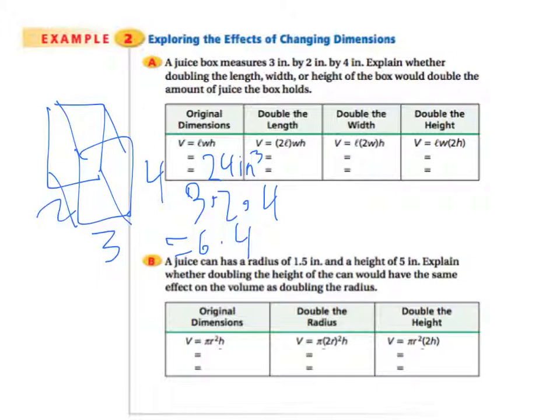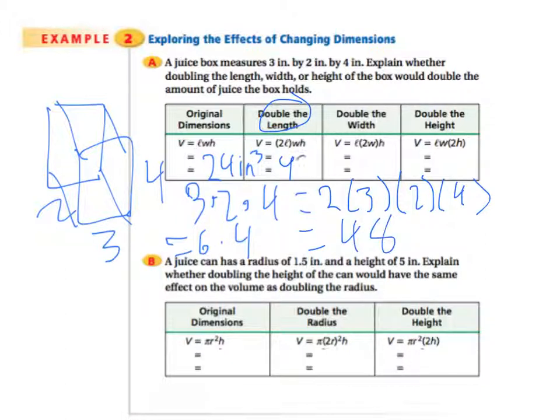Now what happens if you double the length? This one says double the length. Let's see what happens to our volume. So we're going to do 2 times 3 times 2 times 4. 2 times 3 is 6, 6 times 2 is 12, 12 times 4 is 48. So that's 48 inches cubed.